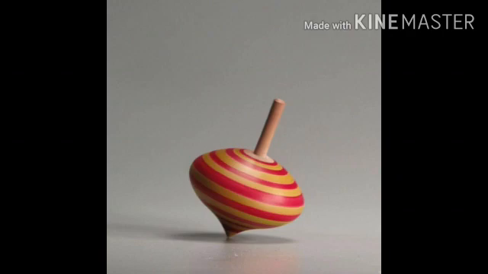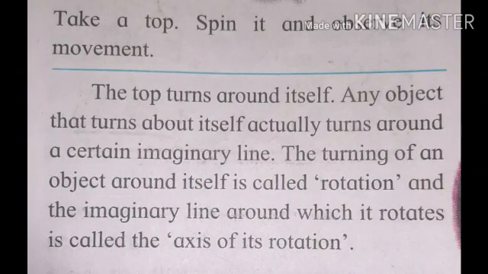Now here is one small activity we are going to see. You all can try it at home. Take a top, spin it and observe its movement. The top turns around itself. Any object that turns around itself actually turns around a certain imaginary line. The turning of an object around itself is called rotation, and the imaginary line around which it rotates is called the axis of its rotation.